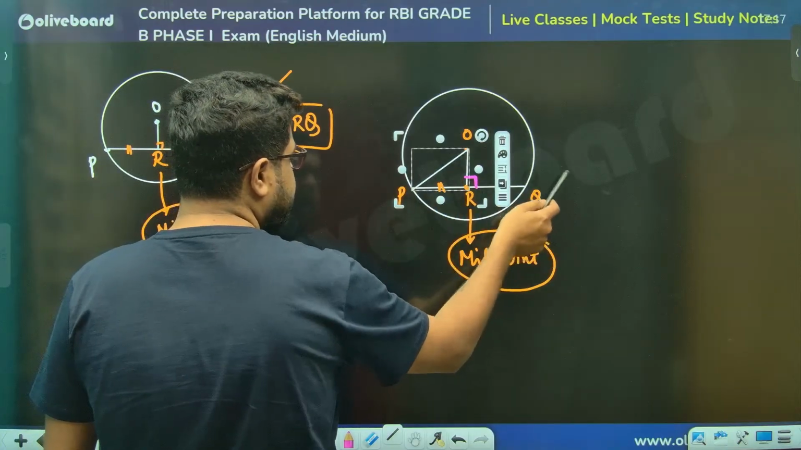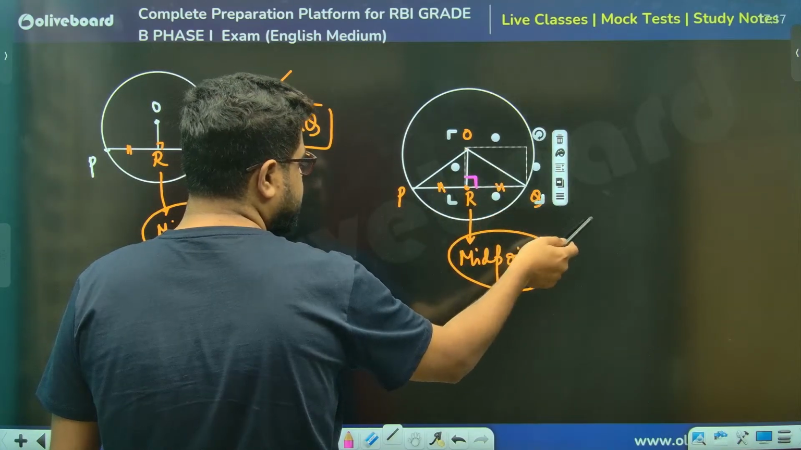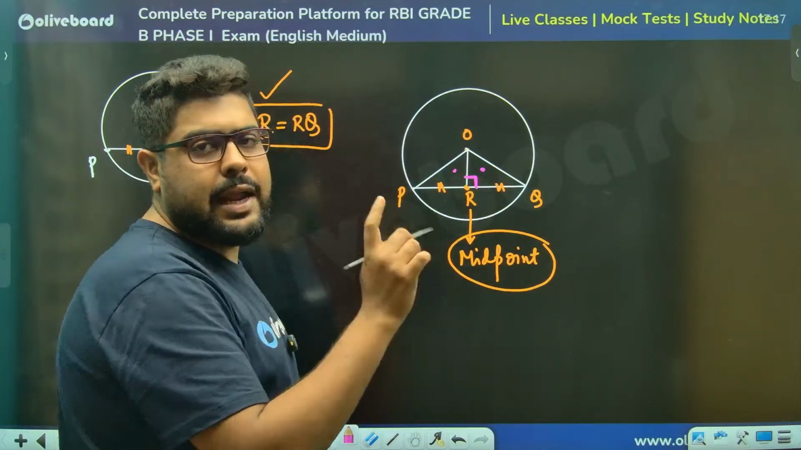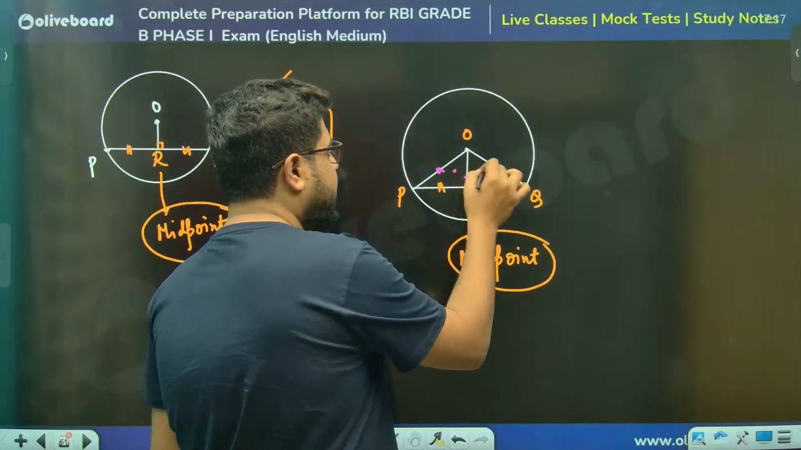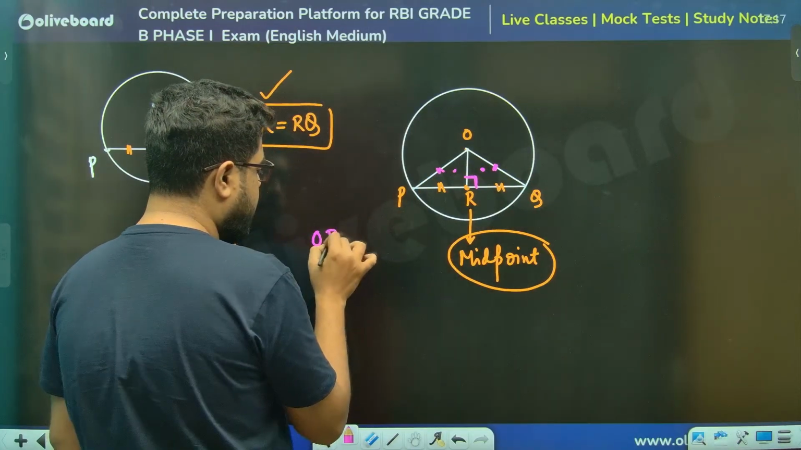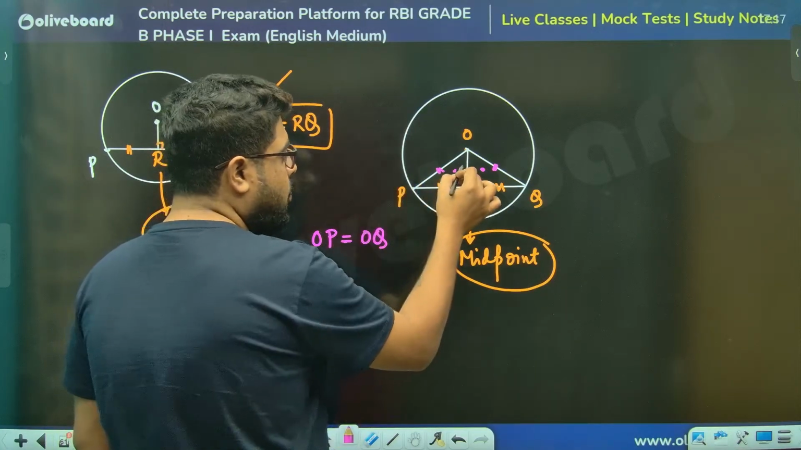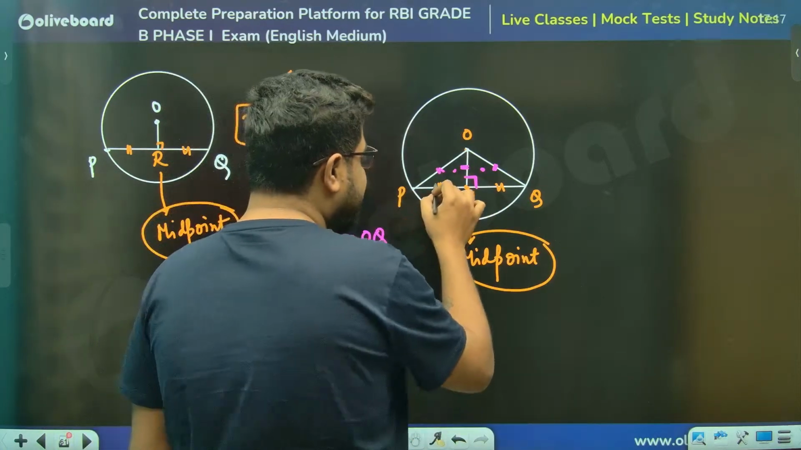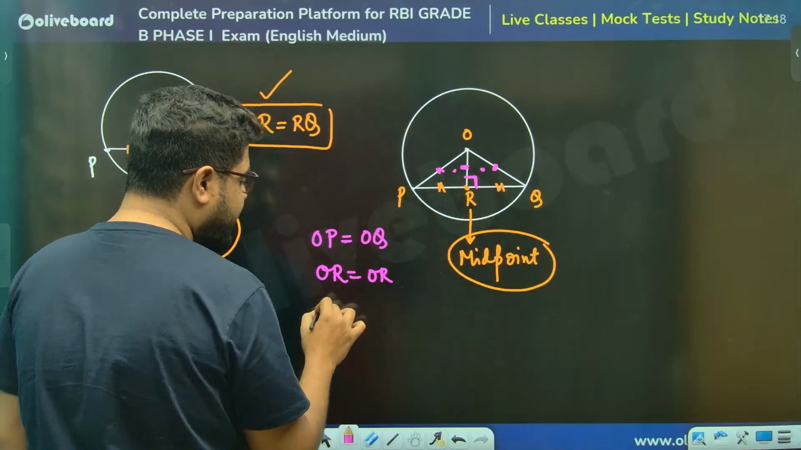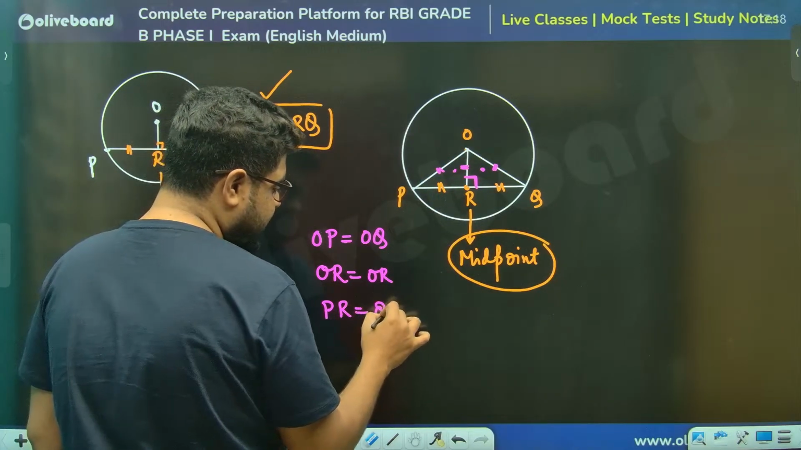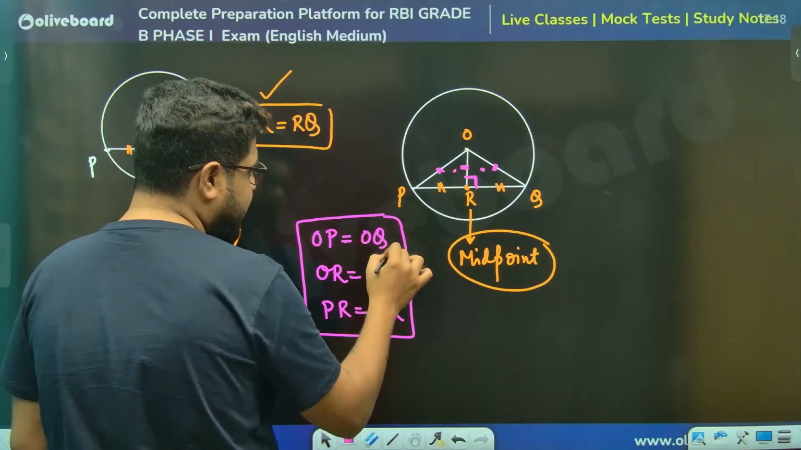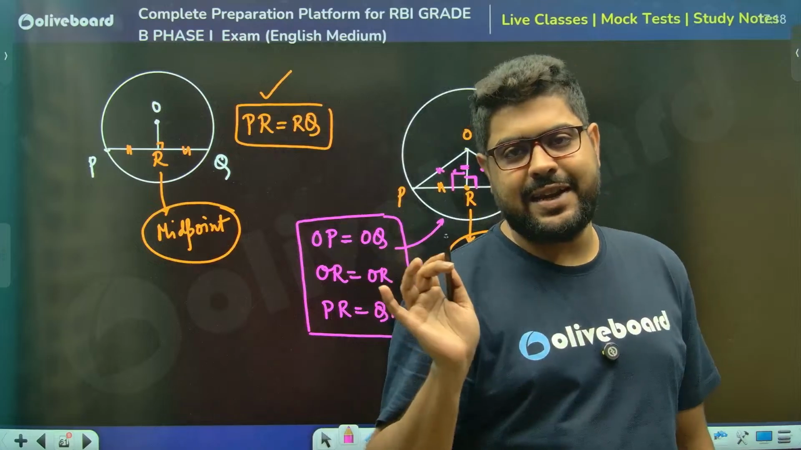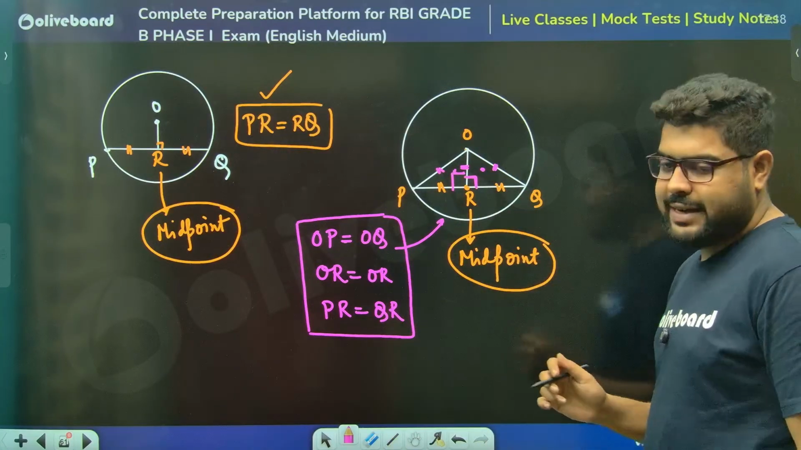Just by joining these two, you will see these two triangles are always congruent. How? OP is equal to OQ. OR is the common side, so OR is equal to OR. And what more? In this case, they have given you PR is equal to QR. So by SSS congruency, they are congruent. So these two angles must be the same. Total angle is 180, same means each is 90 degrees.